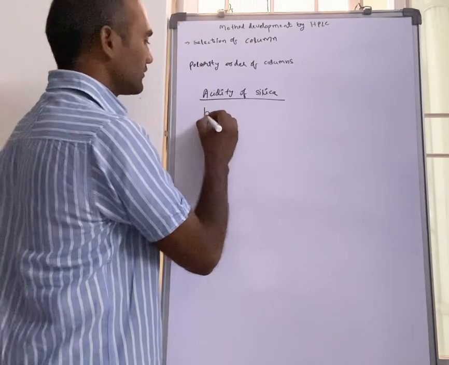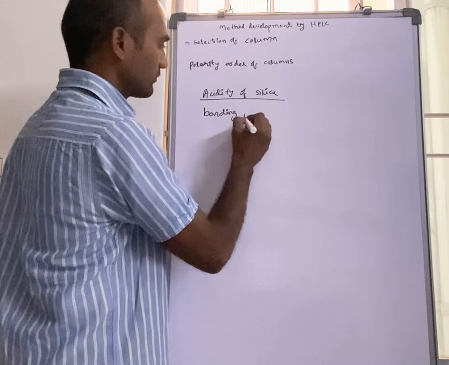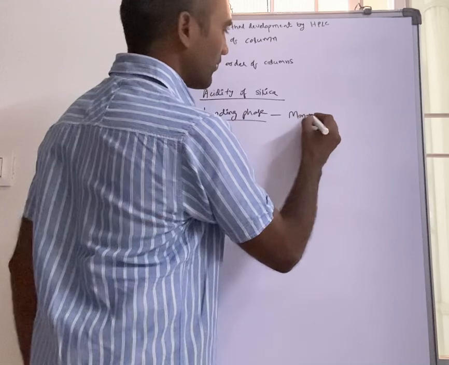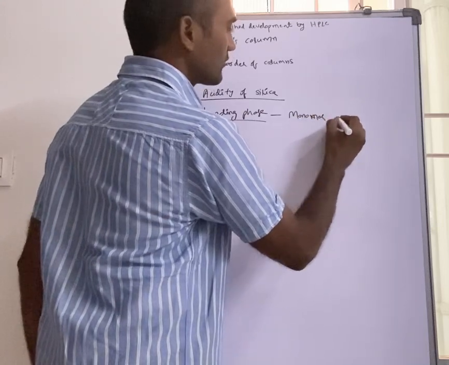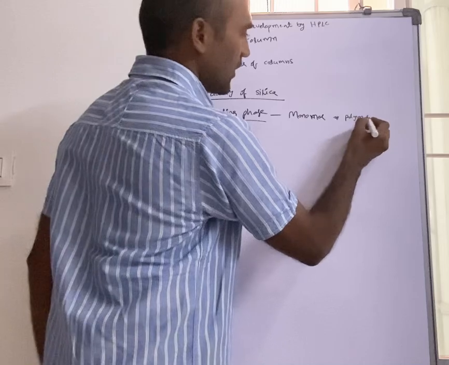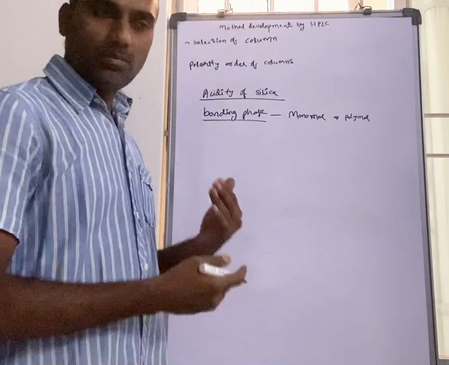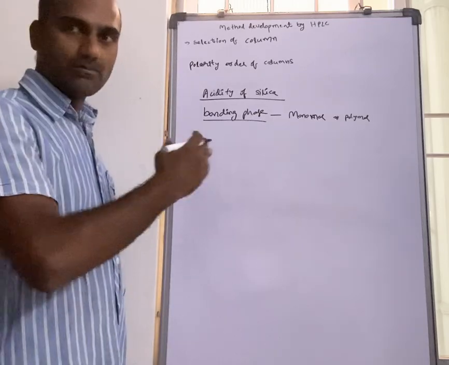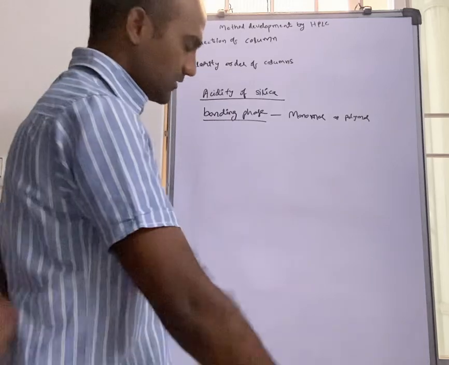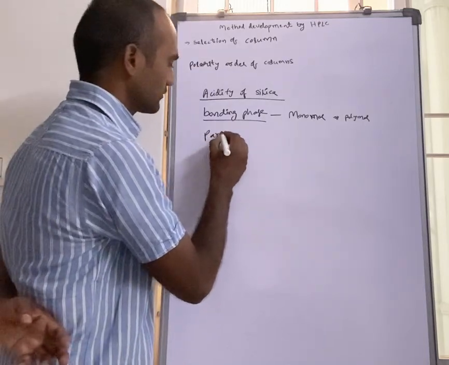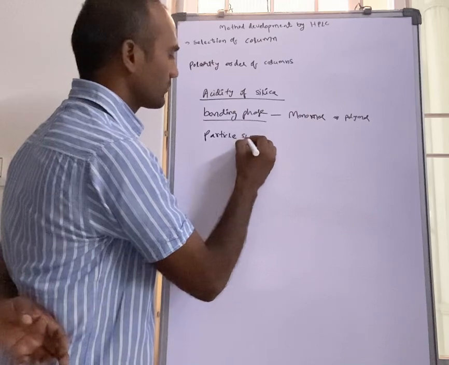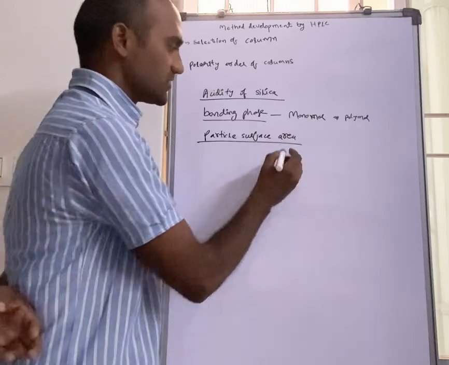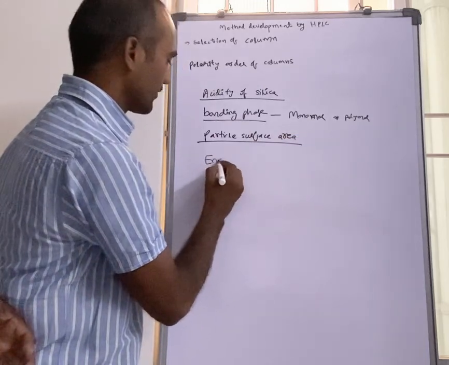Next, bonding phase. Bonding phase means monomer or polymer, how the bonding phase is attached to the silica. So based on the type of bonding, the brands may vary. Next, particle surface area. And last, final end capping.